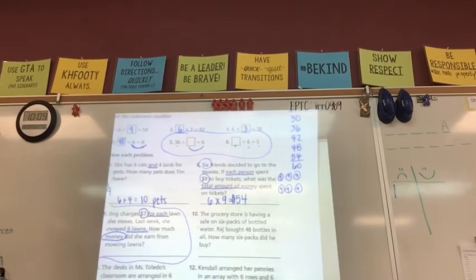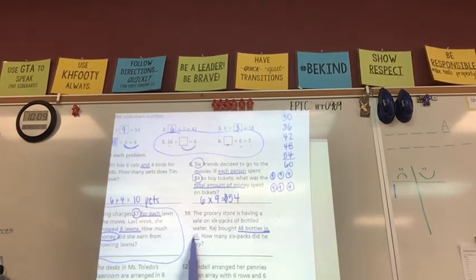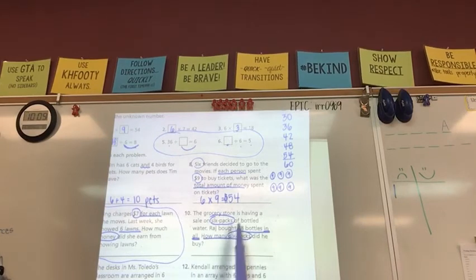Numero 10. The grocery store is having a sale on 6 packs of bottled water. Hey, that's the one that I talked about, my group of 6. Raj bought 48 bottles in all. Ooh, that's a total. How many 6 packs did he buy? So I know that there's 48 total. And I know that they're coming in groups of 6.